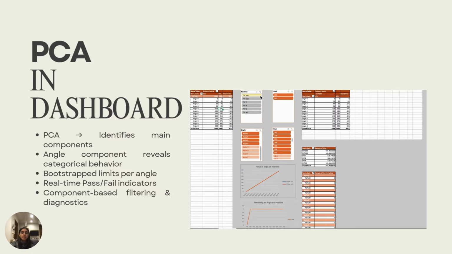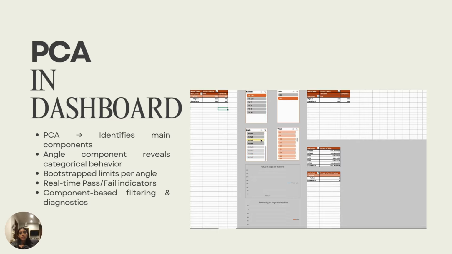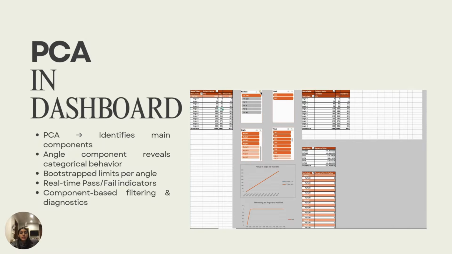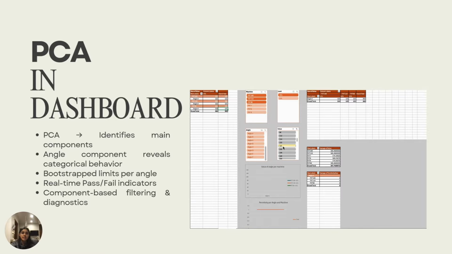The PCA in our dashboard was extremely beneficial because it revealed that the angle variables define a principal component, meaning that they behave like categorical groups. And this allowed us to generate angle-based limits and integrate real-time pass and fail indicators directly on the dashboard, as you can see in this video.